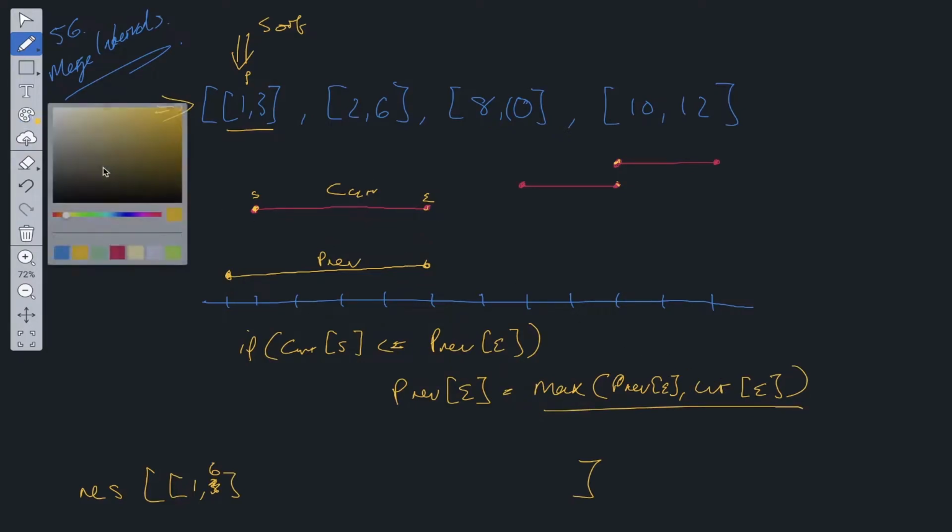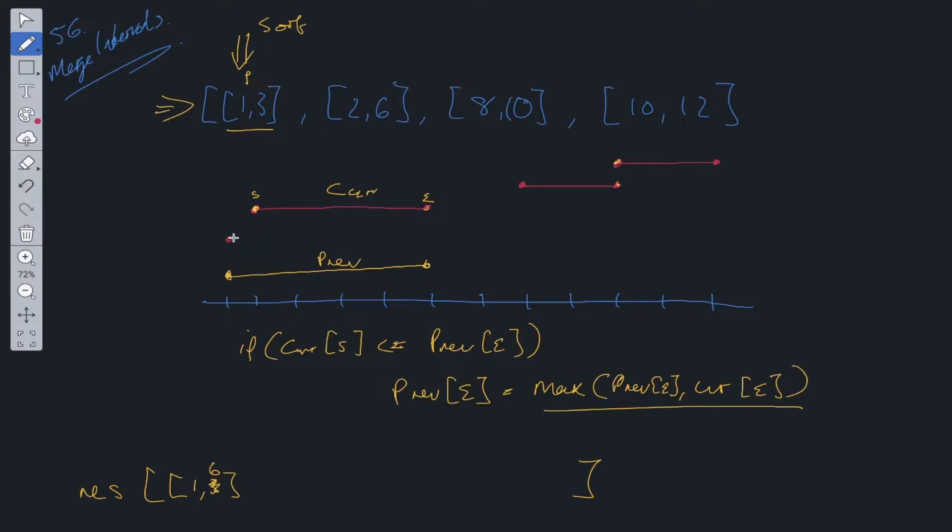So say for example, the previous initially was this. It was 1 through 7. In this case, we have an overlap, but the previous end value is already greater than current end. So we take the maximum between the two. So now we move on.